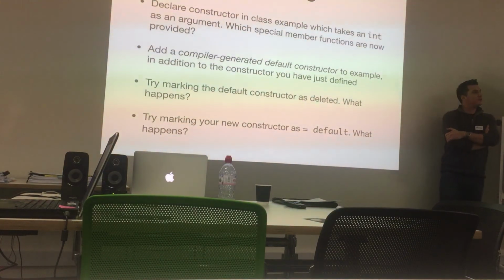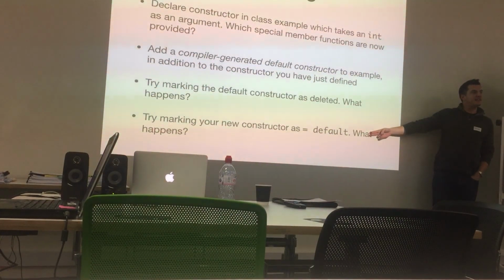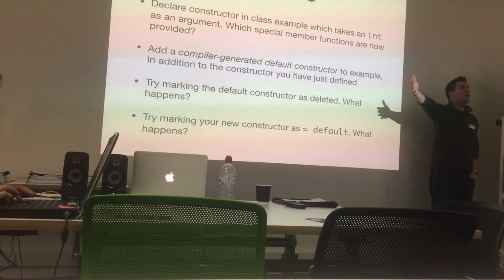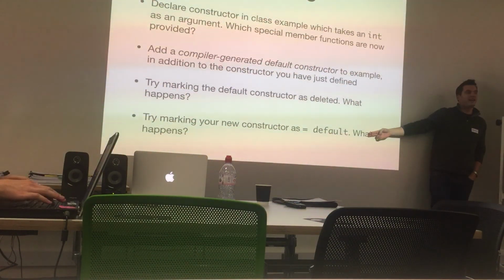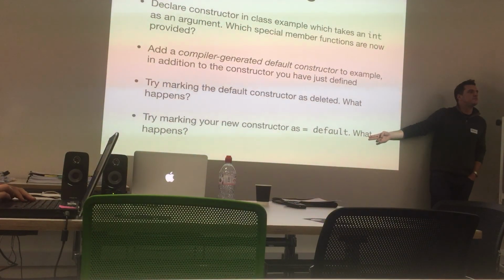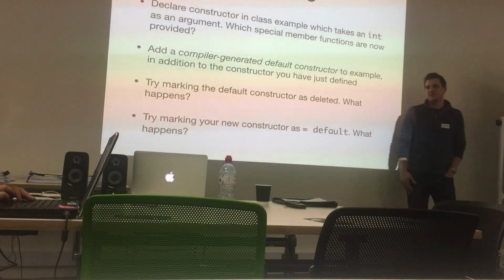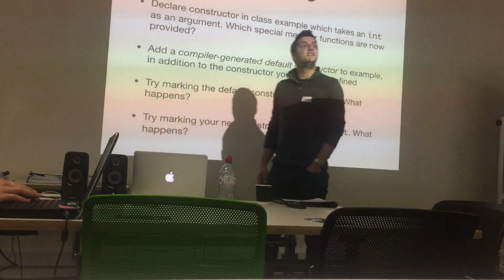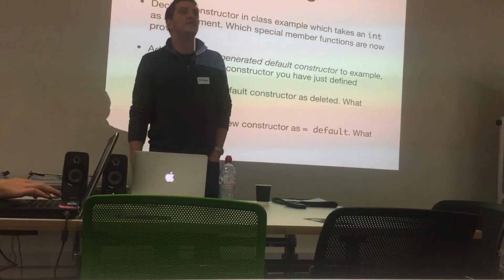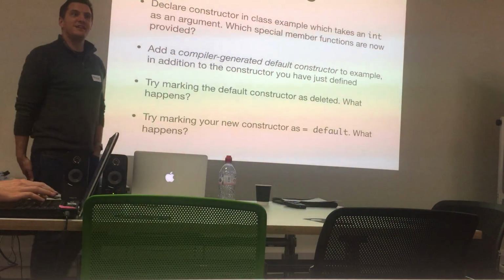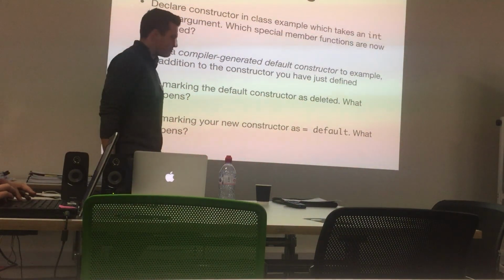Right. What you should see if you tried this last one, if you tried to mark the constructor taking int as equals default, as Neil says, you'll get an error. The compiler, I think certainly in Clang, the error message is really nice. It just says only special member functions may be defaulted. You can try it now if you like. GCC says cannot be defaulted. So quite a nice error message, I think, for C++. Usually they're terrible, but that one's pretty good.